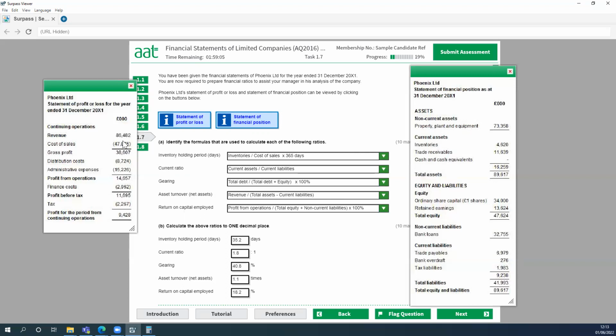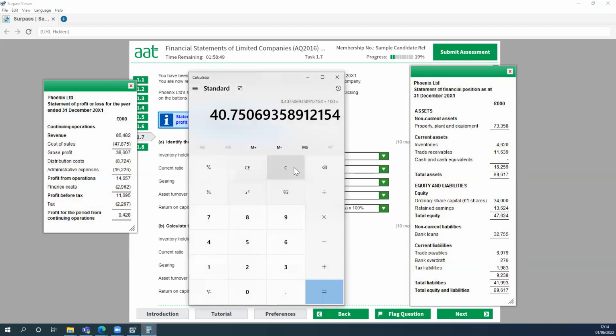So your revenue is 86,482. Your total assets are 89,617 minus your current liabilities of 9238. So 89,617 minus 9238 is 80,379. Same as capital employed, isn't it? Same figure used before. So 80,379.